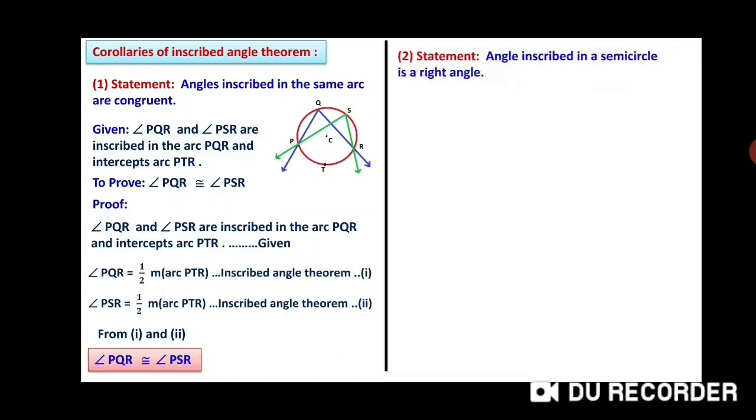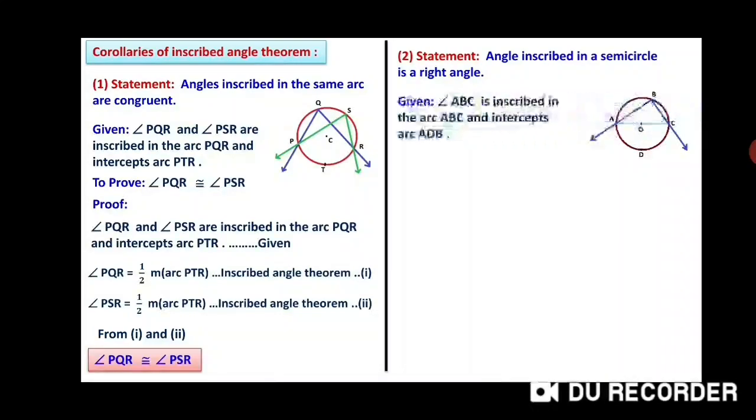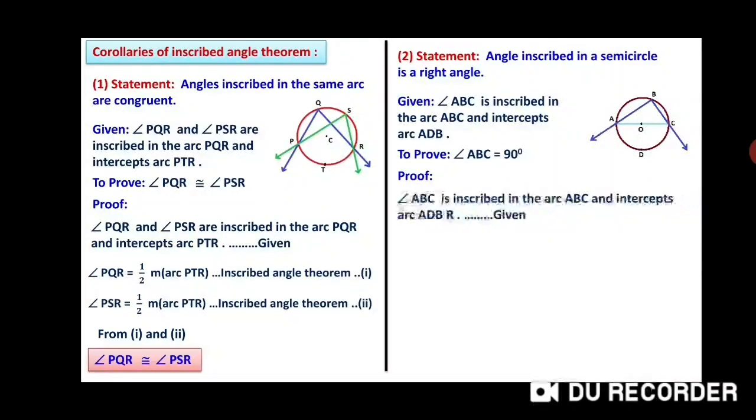Now, the second corollary, that is, an angle inscribed in a semicircle is a right angle. This is the figure. The given is that angle ABC is inscribed in the arc ABC and intercepts arc ADB. What to prove is that angle ABC is equal to 90. Let us start the proof. Angle ABC is inscribed in the arc ABC and intercepts arc ADB. It is given.